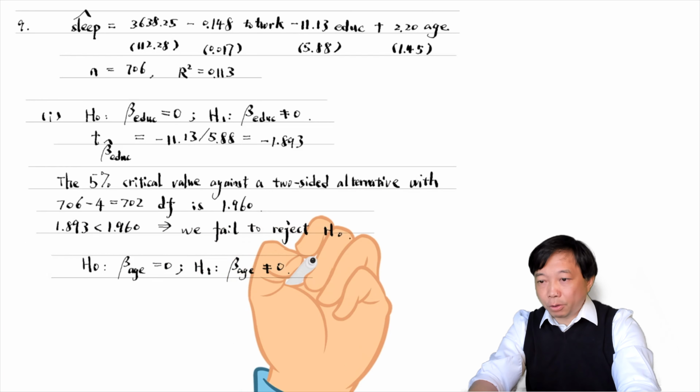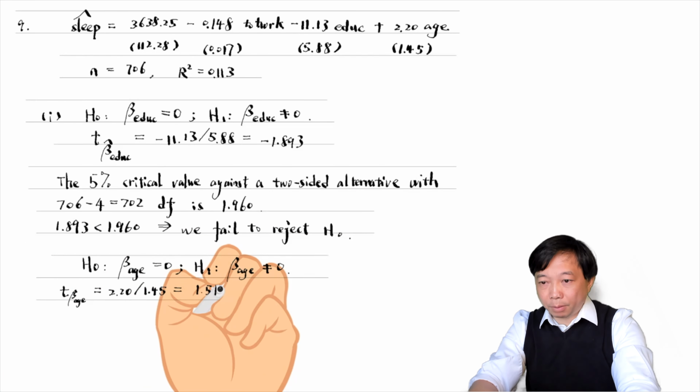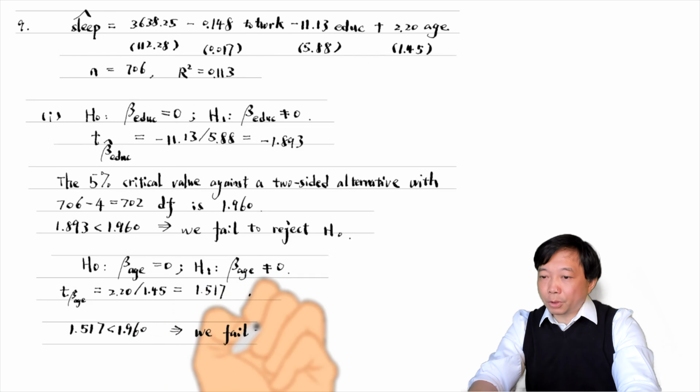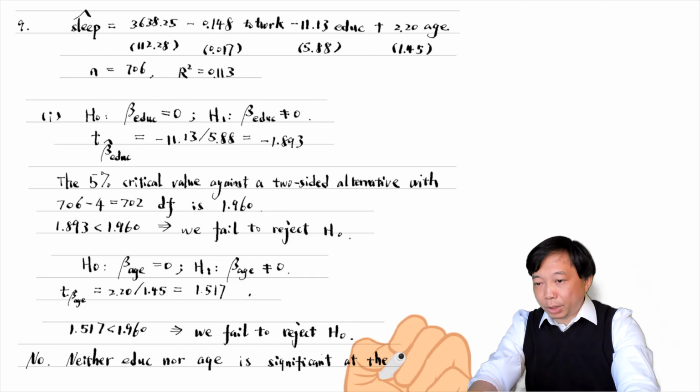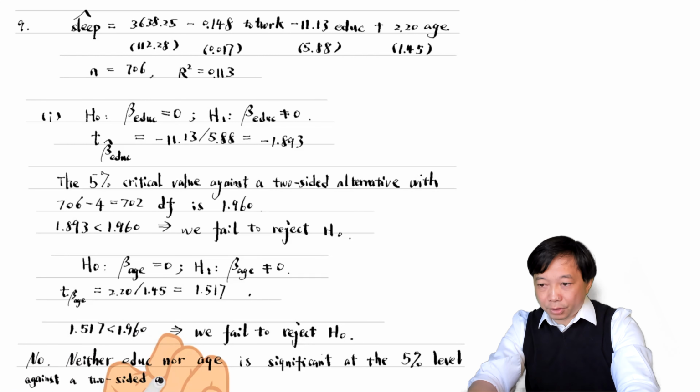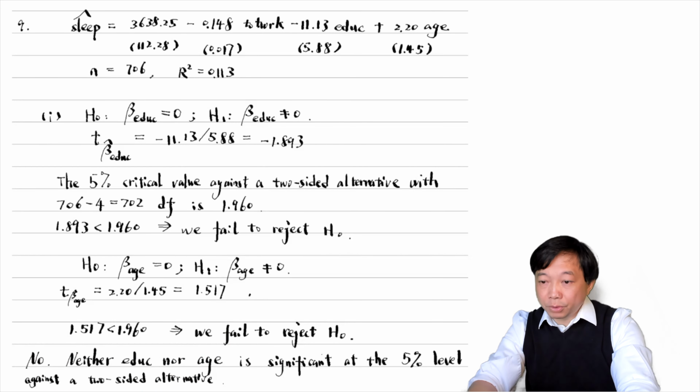Similarly, we can calculate the t-statistic for the variable age. It is also below the 5% critical value against a two-sided alternative with 702 degrees of freedom, 1.960. So we could not reject the null hypothesis either. Therefore, the answer to this question is no. Neither education nor age is significant at the 5% level against a two-sided alternative.